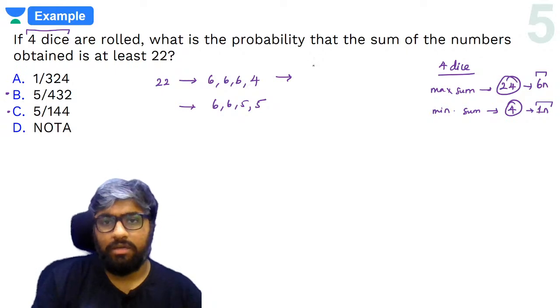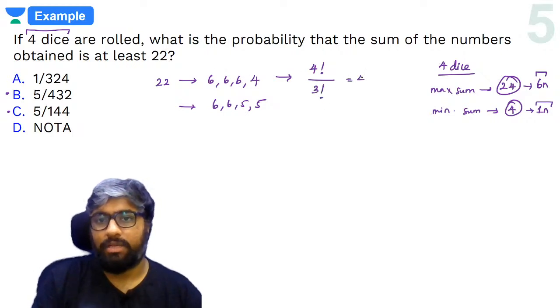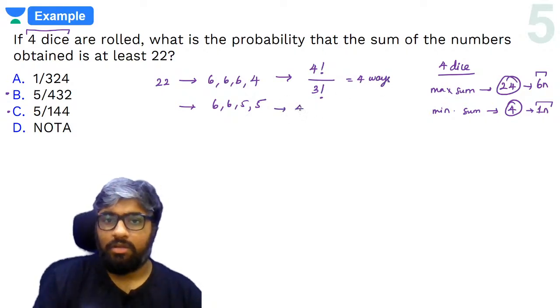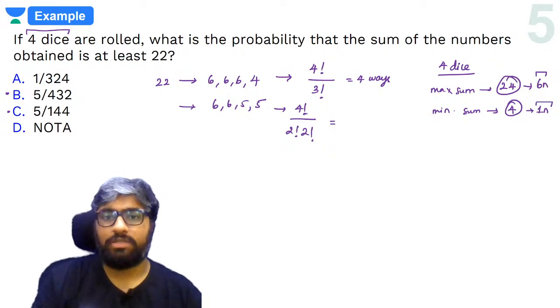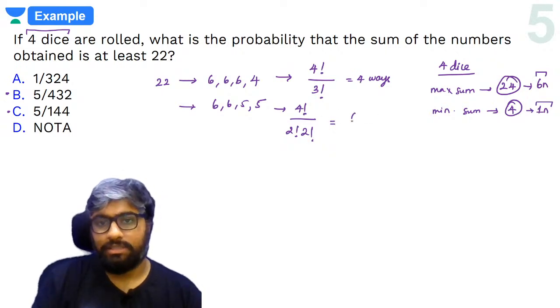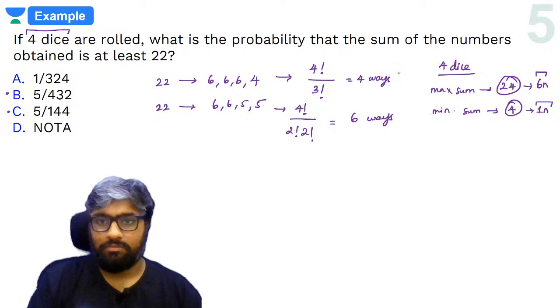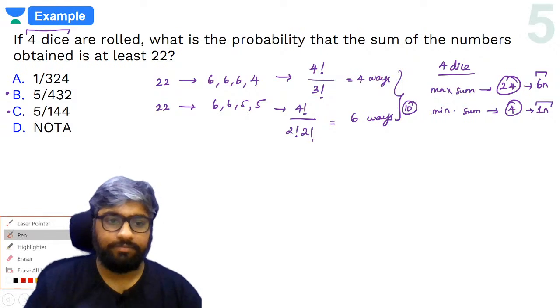Here you have 4 numbers. You arrange them in 4 factorial ways. Since 6, 6, 6 is the same duplication, you remove them. This is how many ways? 4 ways. How about here? Same. 4 factorial arrangements, but 2 duplications. 2 6s are there, 2 5s are there. Remove them. Got it? So how much would this be? 24 by 4, 6 ways. So for 22 being the sum, how many ways are we getting? 10.